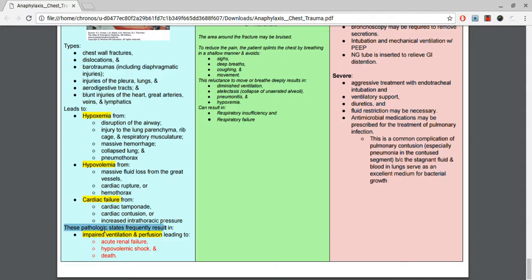So these pathologic states frequently result in impaired ventilation and perfusion, which can lead to acute renal failure. And this is important because any drugs that we give this patient to help with the chest trauma, with the injury, are not going to be able to get excreted if your kidneys aren't working, if you're in acute kidney failure. You can also go into hypovolemic shock and you could die.